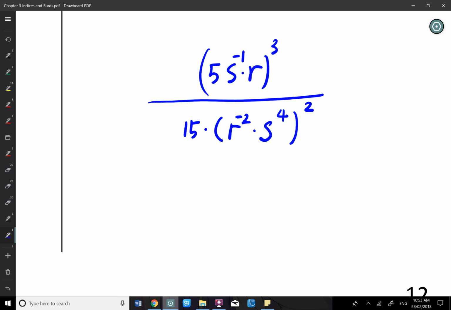5? Numerator, yeah. Everything needs to be, like, a times b times c to the power of 3. So a to the power of 3, b to the power of 3, and c to the power of 3. Yes.